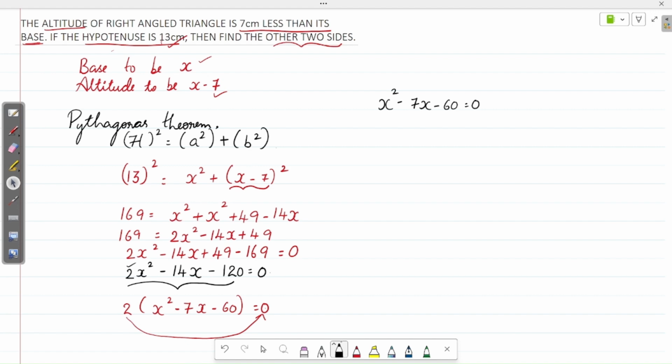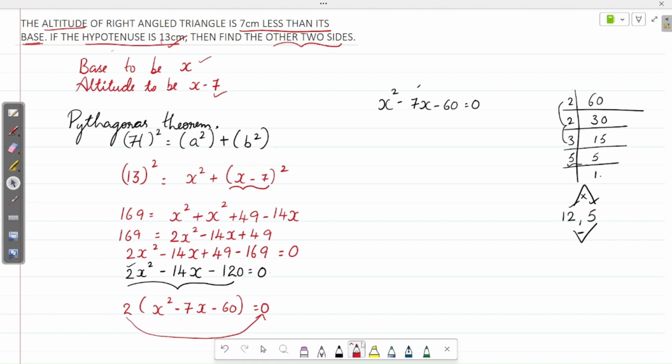So now what is it? Very simple. I can make use of prime factorization or the formula method, anything would go. If I consider 60, 2 times 30, then 2 times 15, and 3 times 5, 5 times 1. Probably I can take 3 times 2, 6, 6 times 2, 12. 12 and 5, if I consider them as two factors, multiplying these two I get 60, and subtracting them I get 7. That's what is needed.